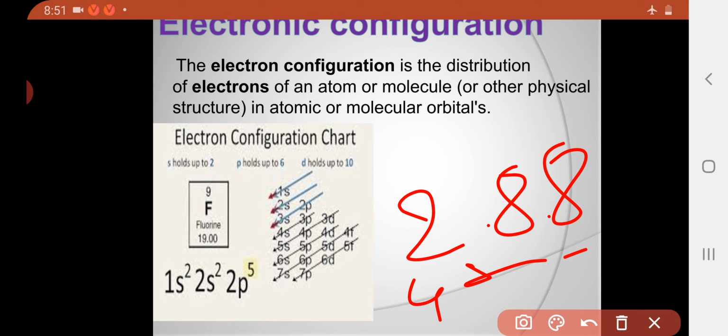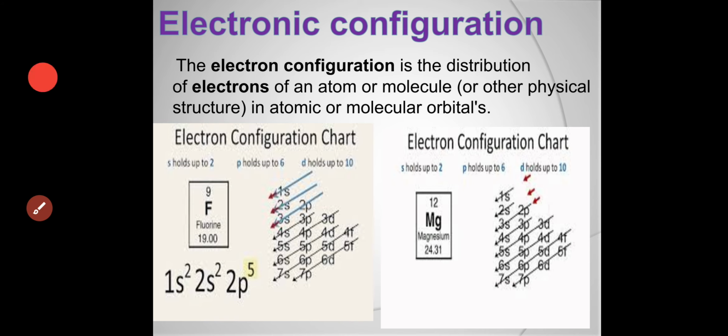If you take iron, we fill 1s square, 2s square, 2p and so on. In this way we fill the electronic configuration. So what is electronic configuration? The electronic configuration is the distribution of electrons of an atom or molecule on the atomic orbitals. How we arrange the electrons on the shells is called electronic configuration. Just remember the definition of electronic configuration.